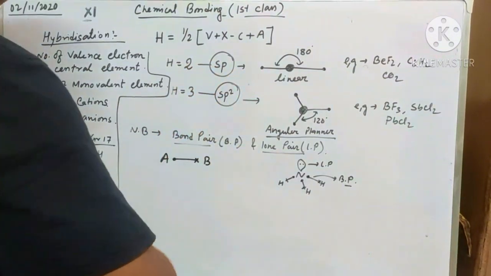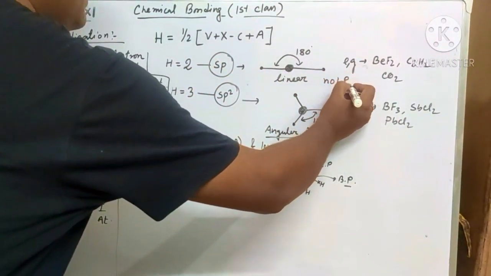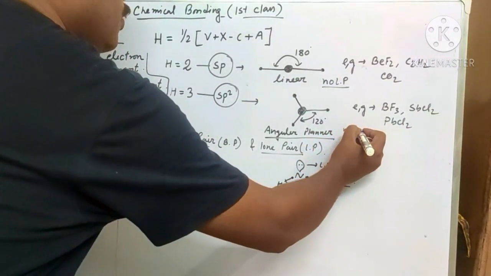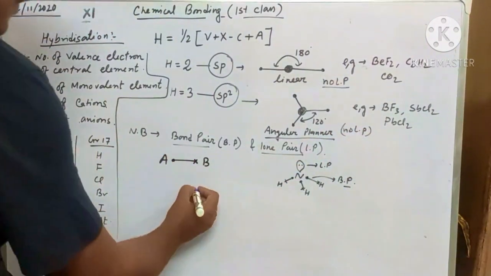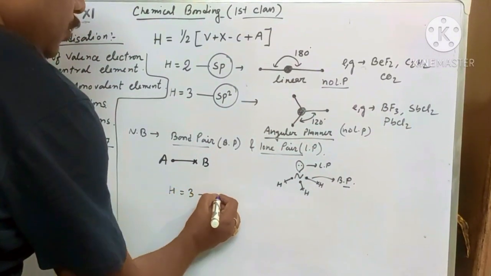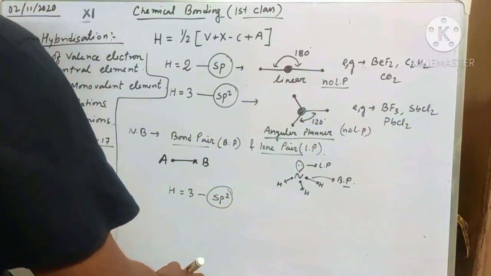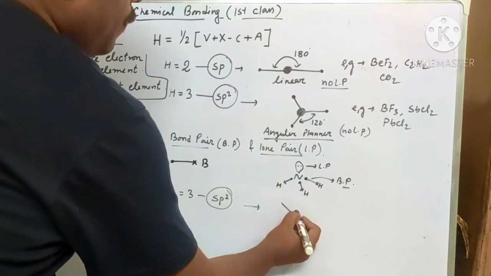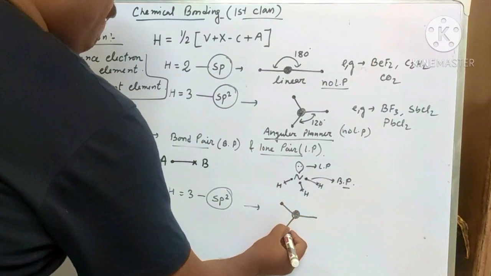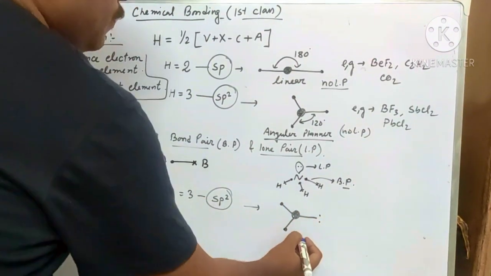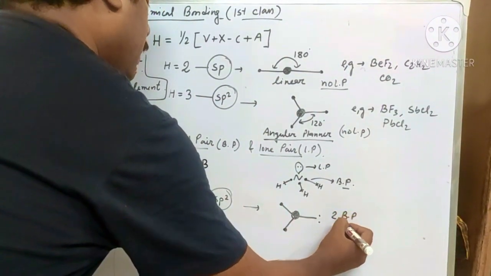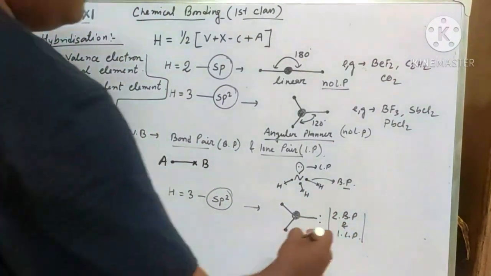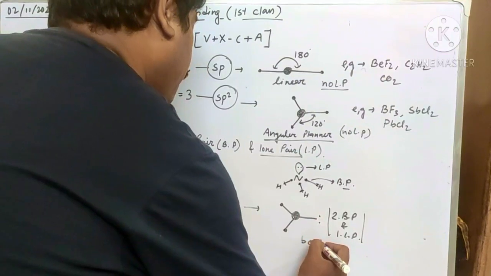In the first case, there is no lone pair present in it. In the case of sp2, there are two possibilities. The first one having no lone pair, then the structure is angular planar. And the second one is H equal to 3, hybridization is sp2. The structure may be two bond pairs and one lone pair. Then that particular structure is known as bent or V-shape.